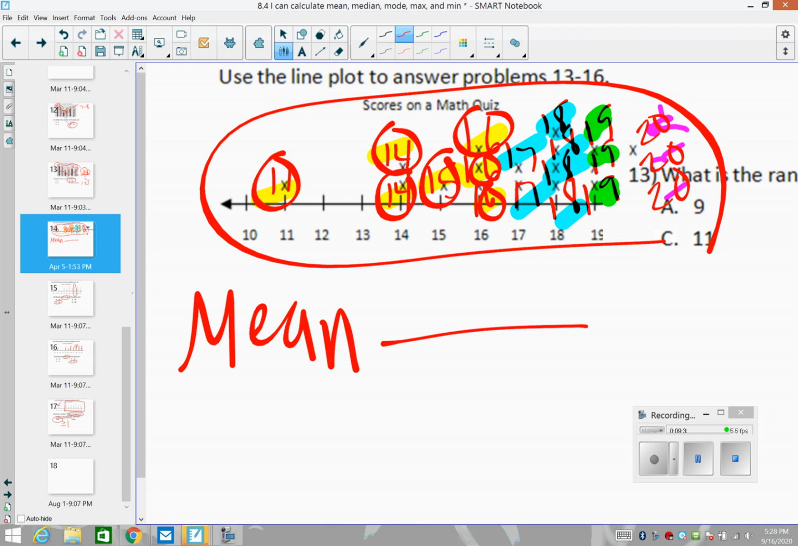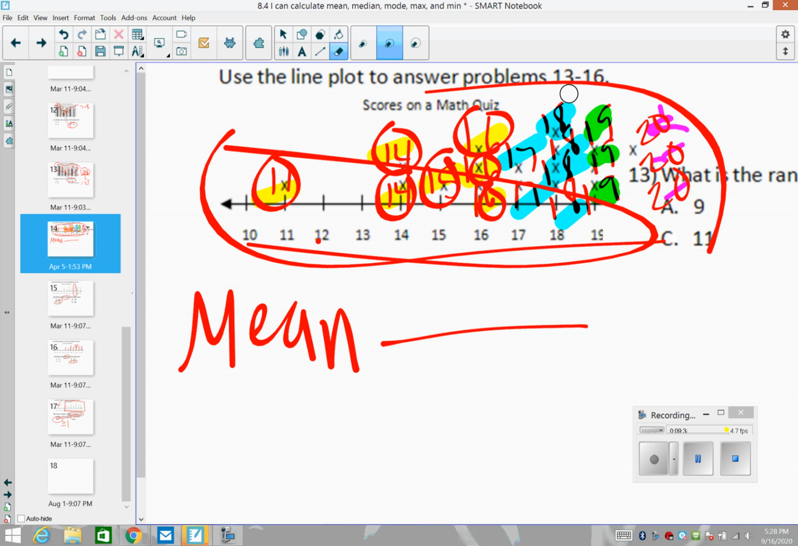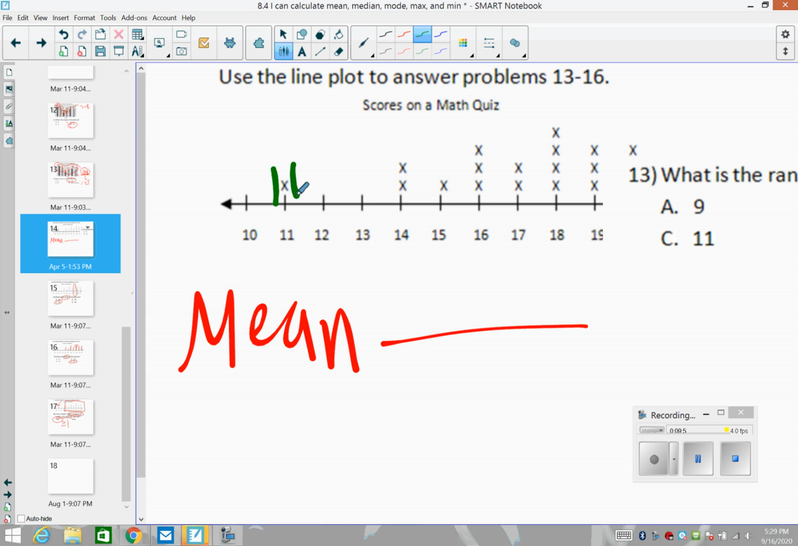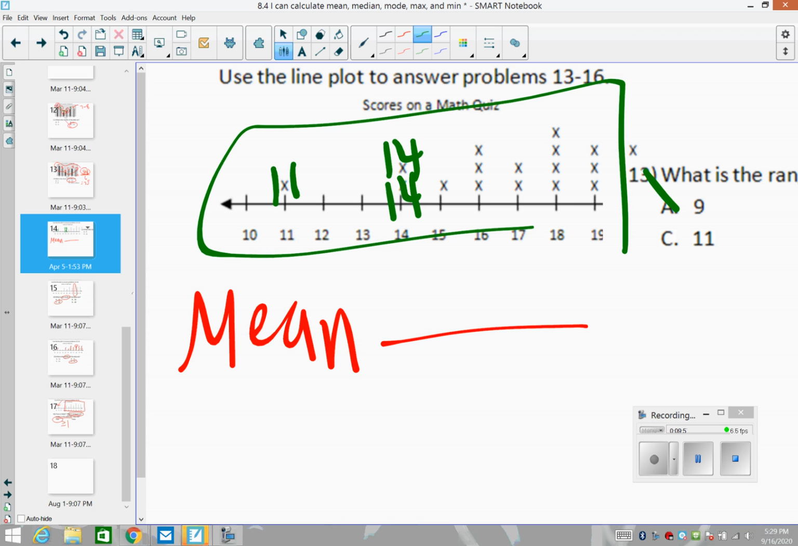We're not going to count these as 111 here. I guess technically there's 111, but just keep in mind that these are student scores. So that's one student that scored 11. We had 2 students that scored 14, so we're going to have to add those up to get the mean. I'm going to skip that step, but just FYI.